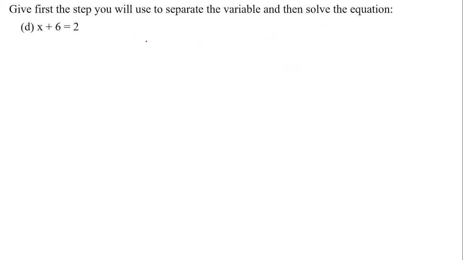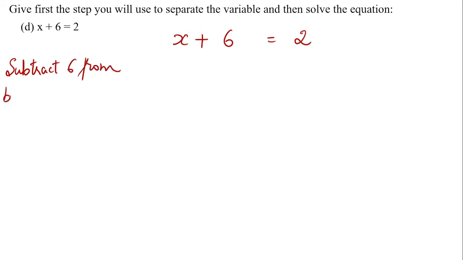Similarly, in this problem, x plus 6 is equal to 2. Plus 6 is there. You have to see to it that you have only the unknown variable on the left hand side over here. So plus 6 is there. So what will you do? Subtract 6 from both the sides of the equation.